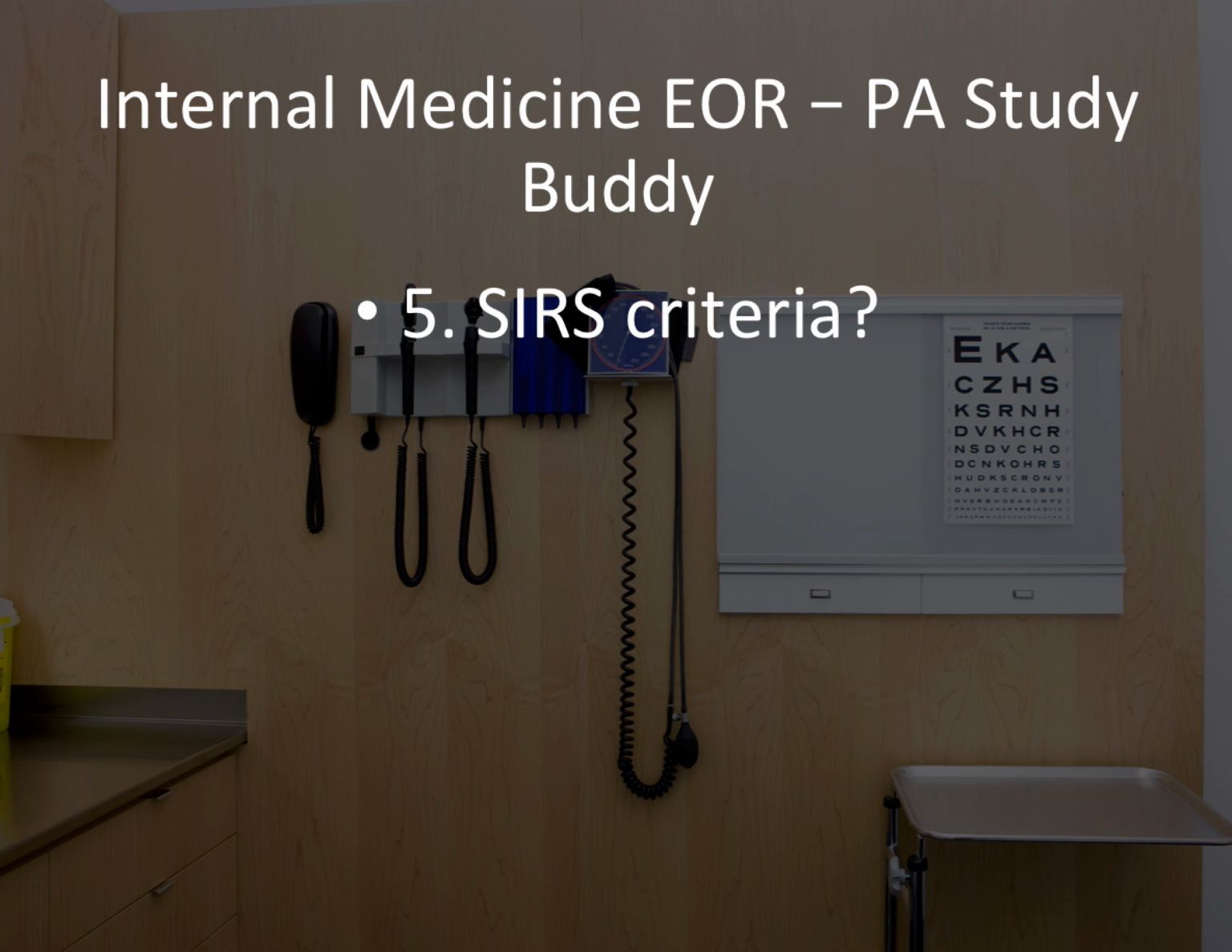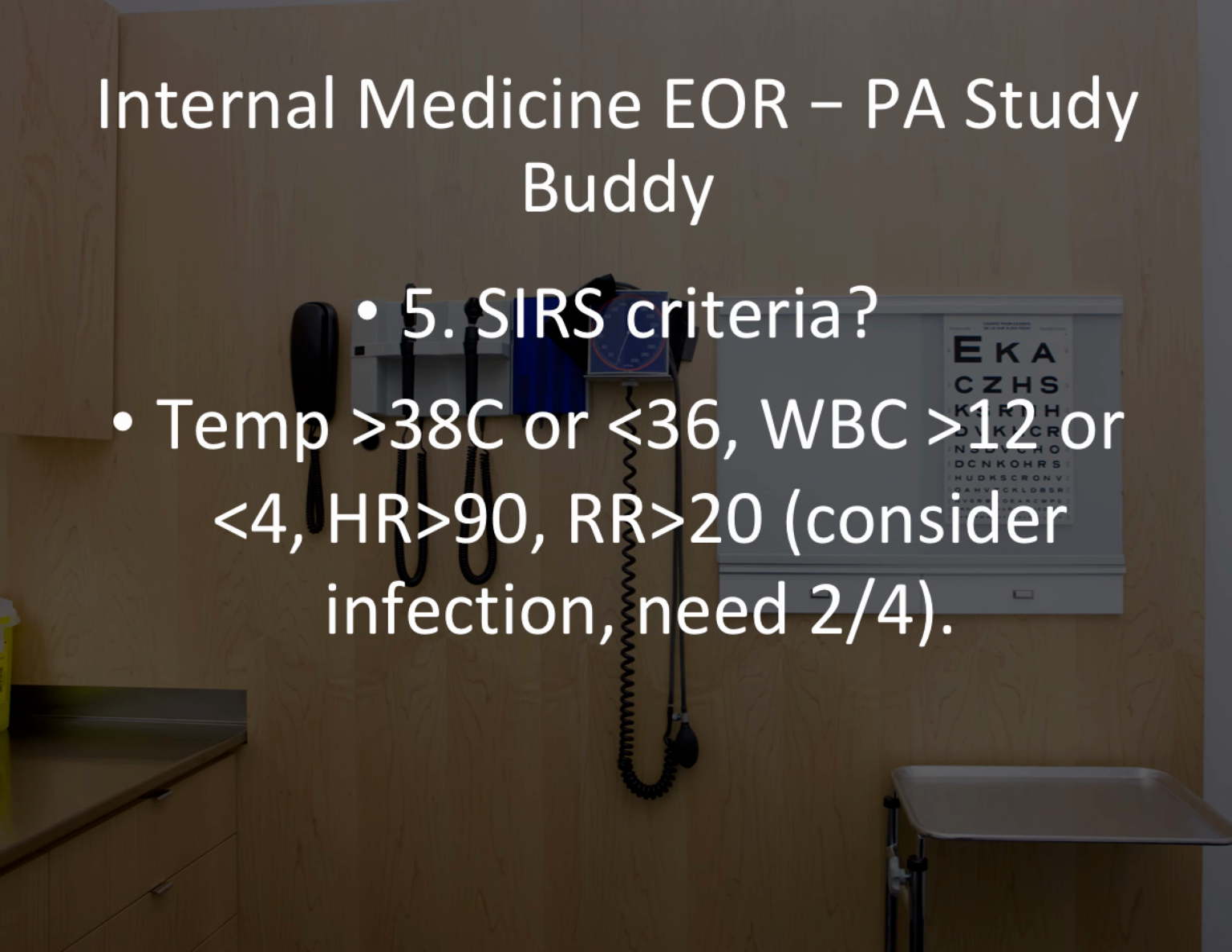What is SIRS criteria? This is a typical question you'll see on your exams. You also might be pimped on these questions. The SIRS criteria is a temperature greater than 38 degrees Celsius or less than 36, white blood count greater than 12 or less than 4, heart rate greater than 90, and a respiratory rate greater than 20. To consider infection, you'll need 2 out of 4. So if you have 2 out of 4, you're going to be considering an infection, and the SIRS criteria, again, is a really commonly tested question because it's easy to create a question around this.